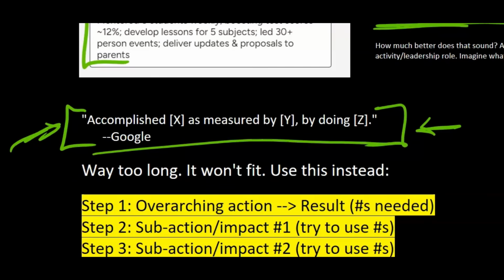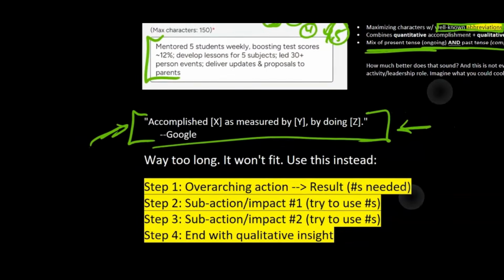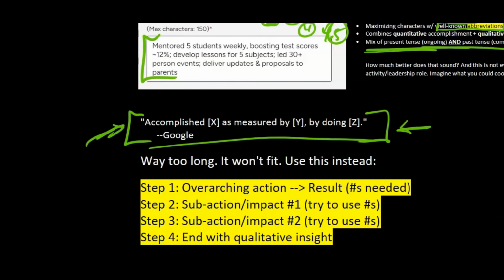And so instead, I made my own formula that I think you could take inspiration from. And so the formula is step one, or the first part of your extracurricular description, is to have an overarching action. I would say prioritize this overarching action to be your most important one, right?